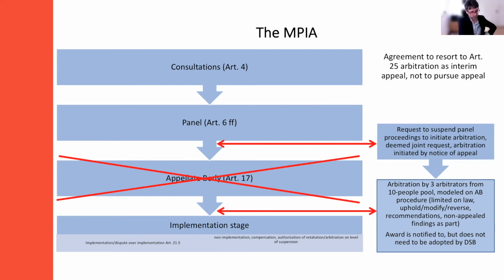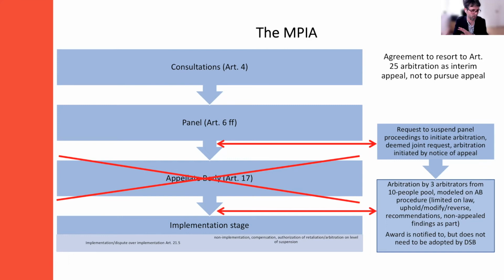So there's no need to go to the dispute settlement body and get it adopted by the dispute settlement body. The award is, however, notified to the dispute settlement body. And once you've completed this phase, you then return back to the normal dispute settlement procedure, the implementation stage, according to Article 25, Para 4 of the dispute settlement understanding. So a very interesting way to construct what we had before, only through the means of arbitration.